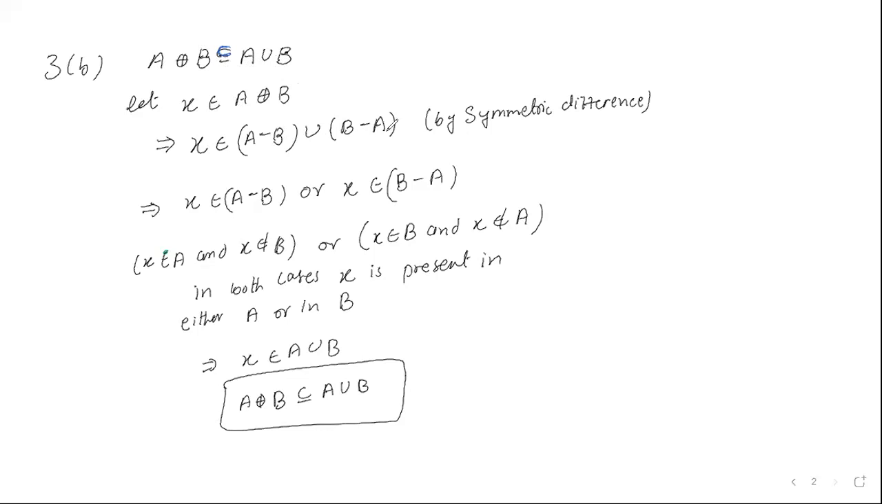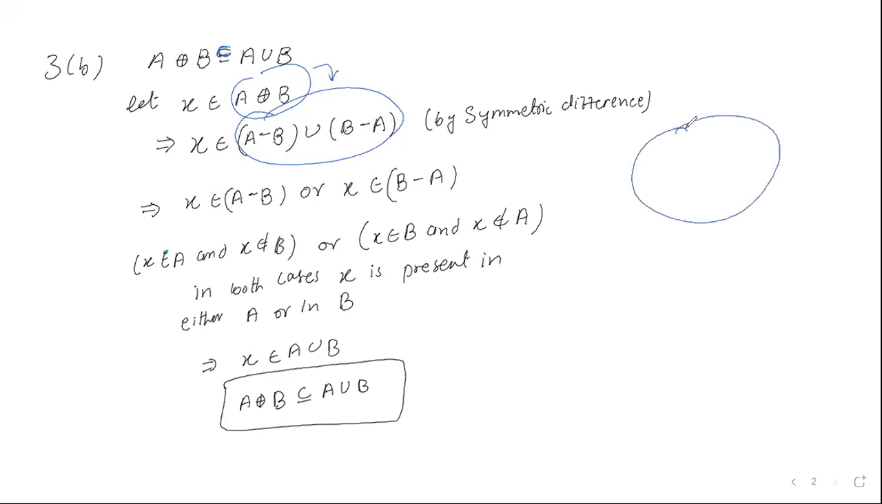replace this A symmetric difference B with this, and this particular thing is equal to this thing based on the symmetric difference property of sets. You can write that A symmetric difference B is equal to A difference B union B difference A. So by doing this, I end up with a new scenario. I have a union of two sets, and my point X belongs to the union of these two sets, which means X either belongs to A minus B or B minus A.